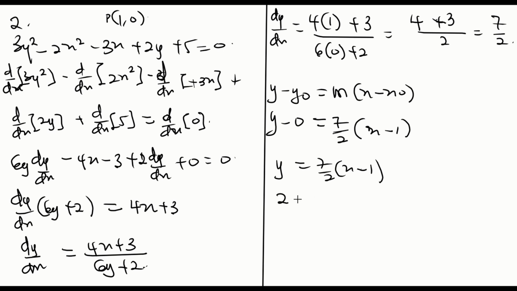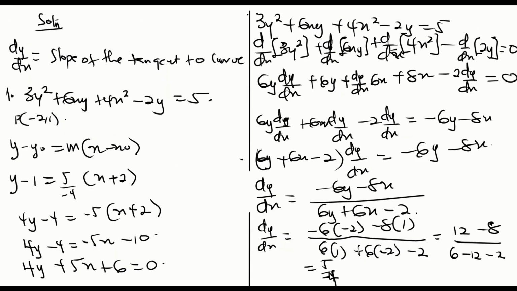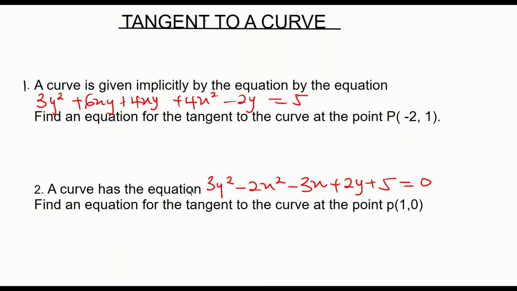Alright, we get rid of the fraction. We are going to get 7x minus 7. Then we can now have the equation of the tangent line to the curve, as the question demands, as 2y minus 7x plus 7 is equal to 0. Alright, so this has finally given us the solution of our first problem over here.